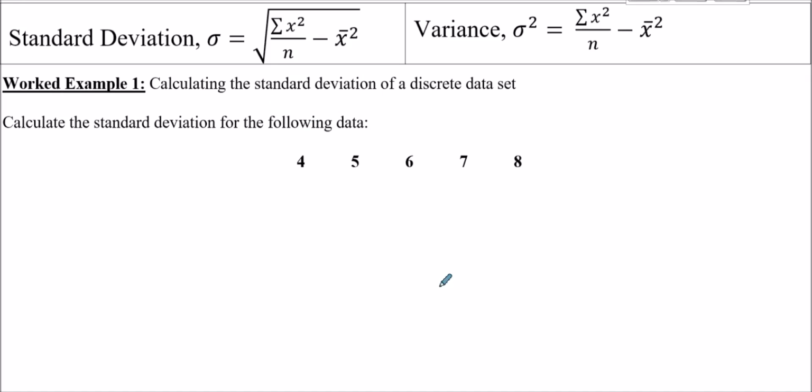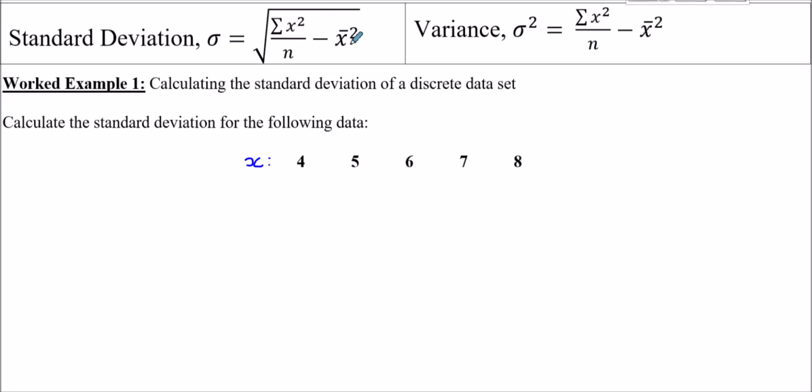Worked example 1, calculating the standard deviation of a discrete data set. Calculate the standard deviation of the following data. Let's use this form here. Doing it manually, these values here are just x. These are the variables.